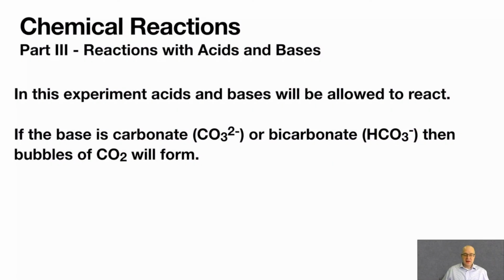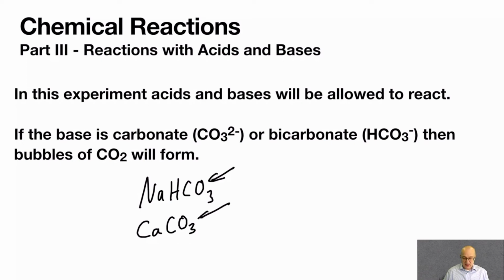Part 3, reactions with acids and bases. Fun experiment. We're going to be putting some acids in with some carbonates, and we're going to see what happens. Now, a common form of carbonate, or hydrogen carbonate, is sodium bicarbonate, or calcium carbonate. This is baking soda. This is eggshells. Very common to find them. So, in this experiment, we're going to do some experimenting with carbonate, bicarbonate, baking soda, and we're going to see what happens. And you're going to do it too.